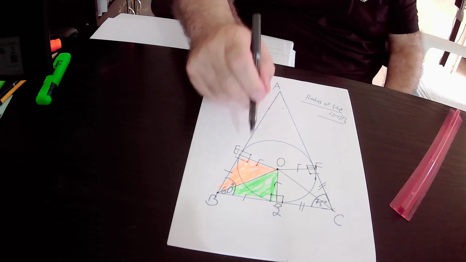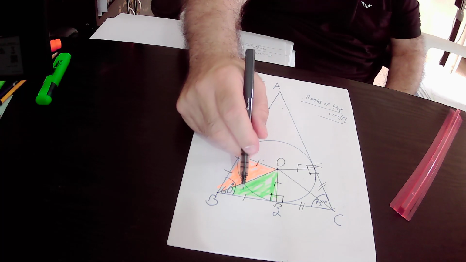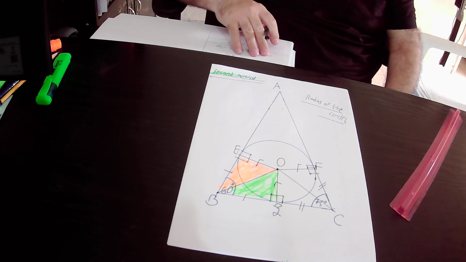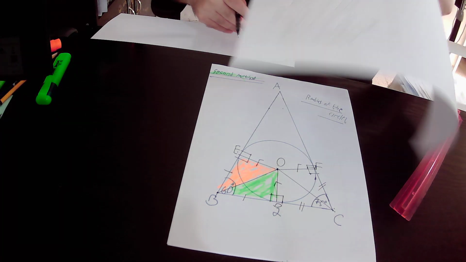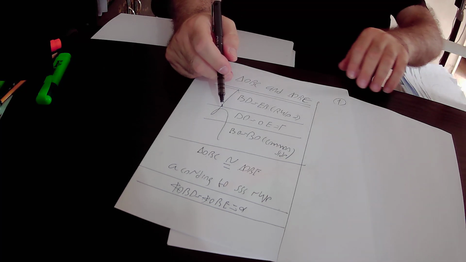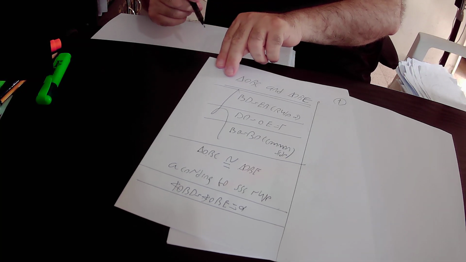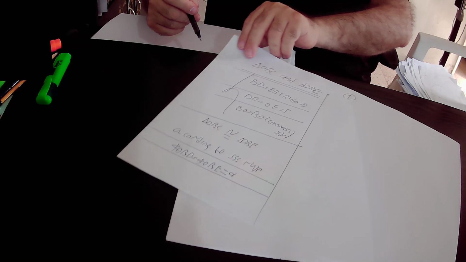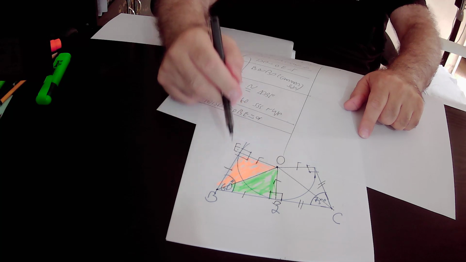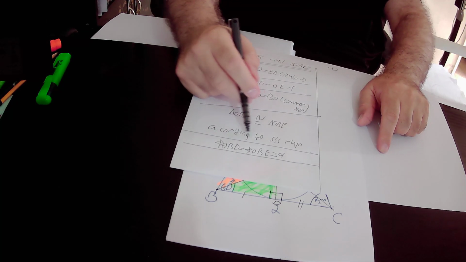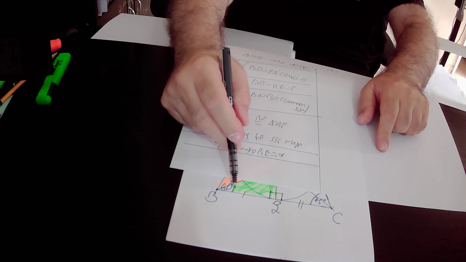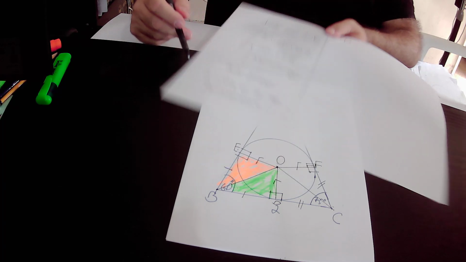And if we define angle OBE as alpha, then from this equation, angle OBD equals angle OBE equals alpha, we will derive that angle OBD, this angle, also equals alpha.